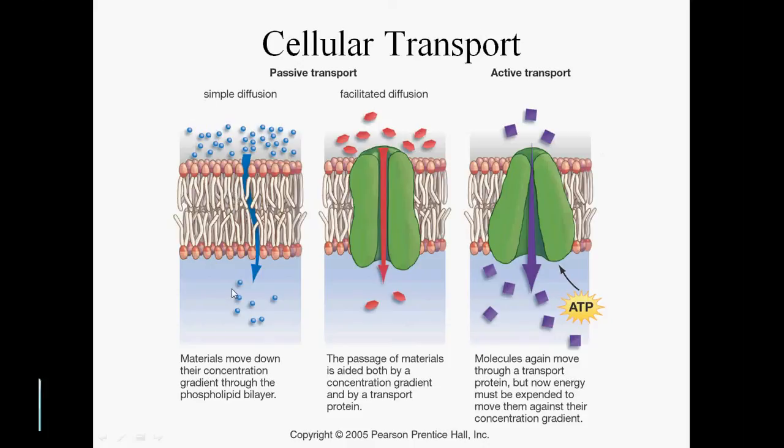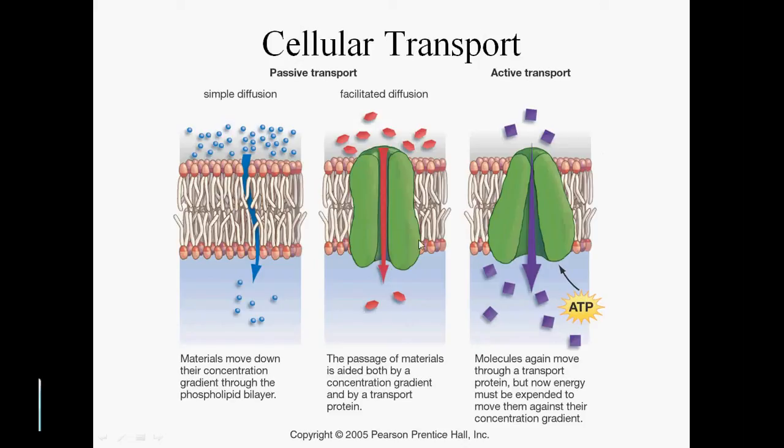Now, in facilitated diffusion, we require a protein. As you can see, you still have a higher concentration of molecules up here, and they're going to an area of low concentration. So, in the case of facilitated and simple diffusion, they are moving down their concentration gradient. However, in the case of facilitated diffusion, you have either larger molecules or molecules that are hydrophilic and can't get through the hydrophobic tails inside of the phospholipid bilayer, so it's almost like they require a bridge. And so hydrophilic molecules require a bridge to get over the phospholipid bilayer, and that is what we call facilitated diffusion.